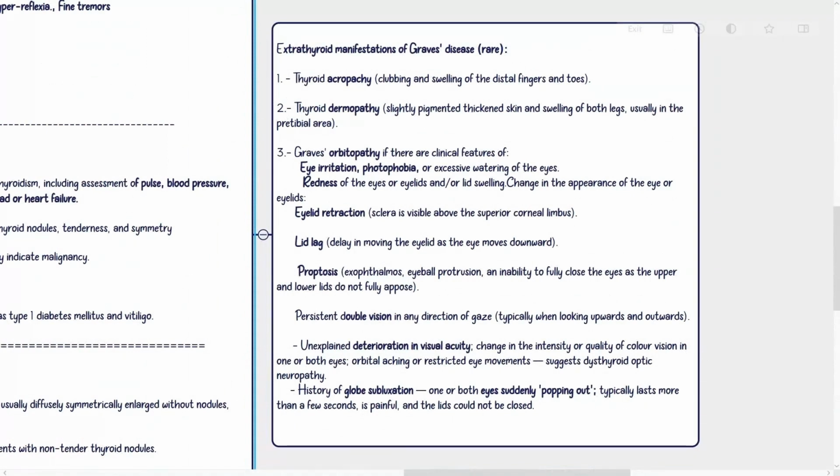Extrathyroid manifestations of Graves' disease, rare. 1. Thyroid acropathy, clubbing and swelling of the distal fingers and toes. 2. Thyroid dermopathy, slightly pigmented, thickened skin and swelling of both legs, usually in the pretibial area.